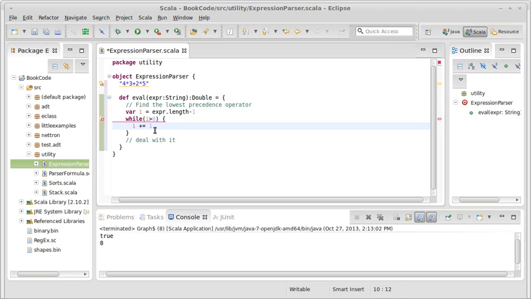I want to make sure that I decrement i as I go through here. Sorry, not increment, decrement. We're counting backwards for this. So that I don't get errors, I'm going to go ahead and put a 0.0 down there. We'll have to deal with that later.